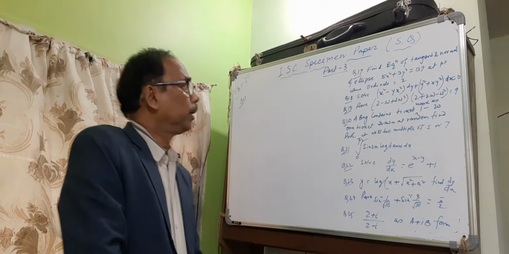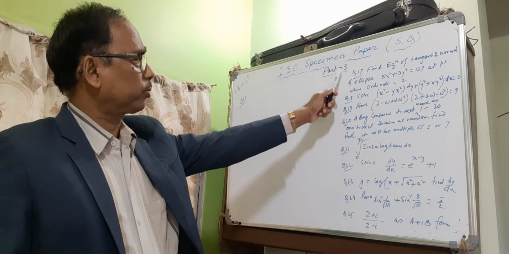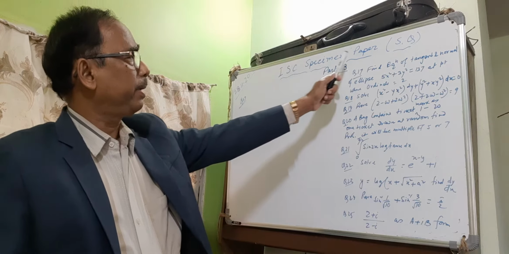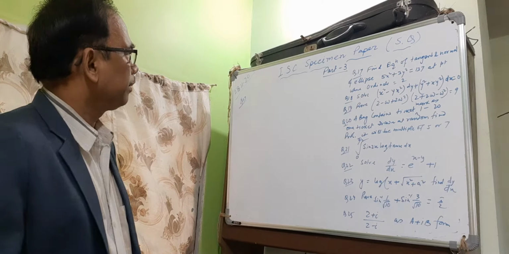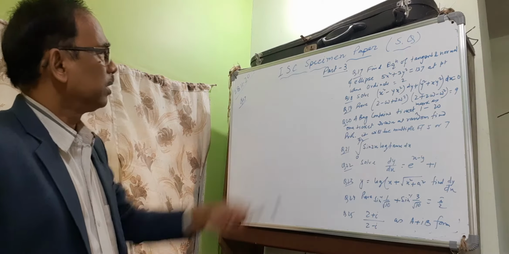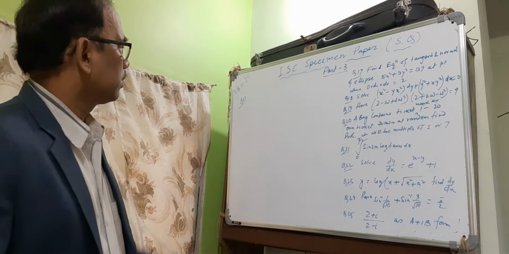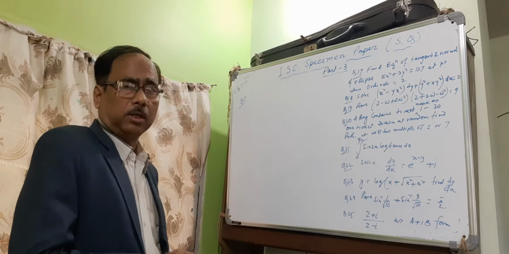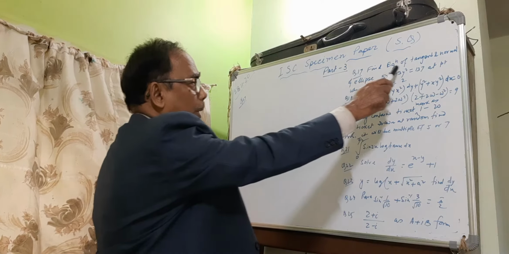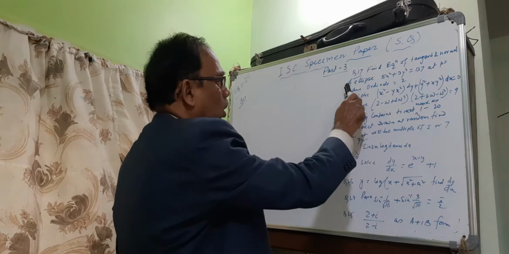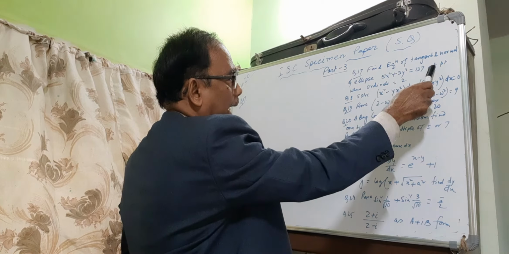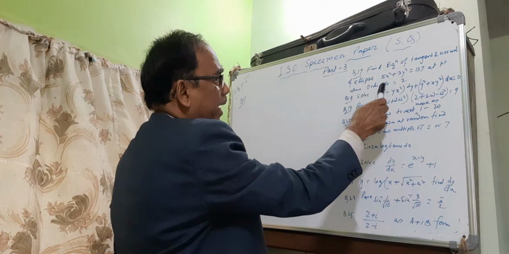Hi students, in my third class part 3, ISC CBSE specimen paper, short type of questions, sum number 17. Sum number 17 is given: find the equation of tangent and normal of the ellipse at the point where the ordinate is 2.